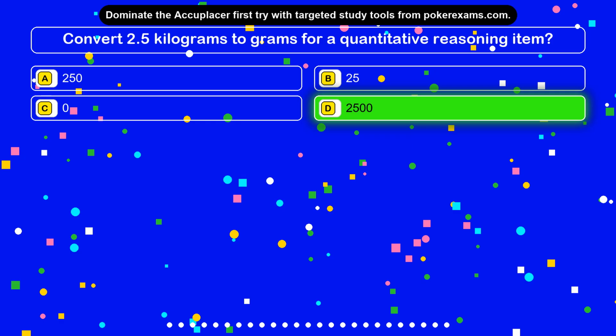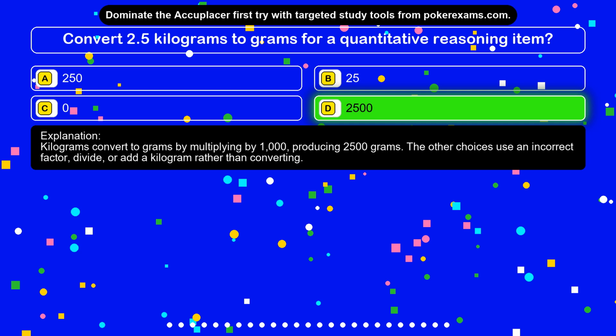The correct answer is option D, 2,500. Kilograms convert to grams by multiplying by 1,000, producing 2,500 grams. The other choices use an incorrect factor, divide, or add a kilogram rather than converting.